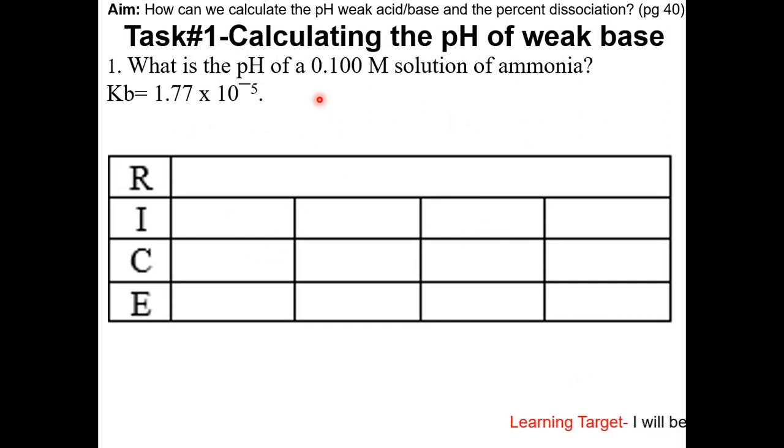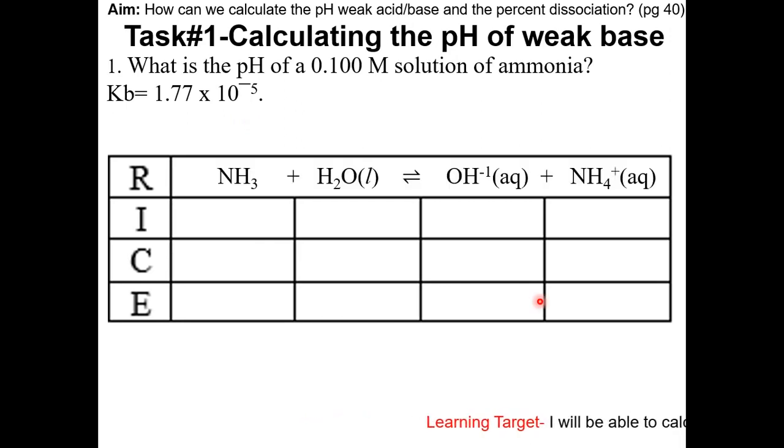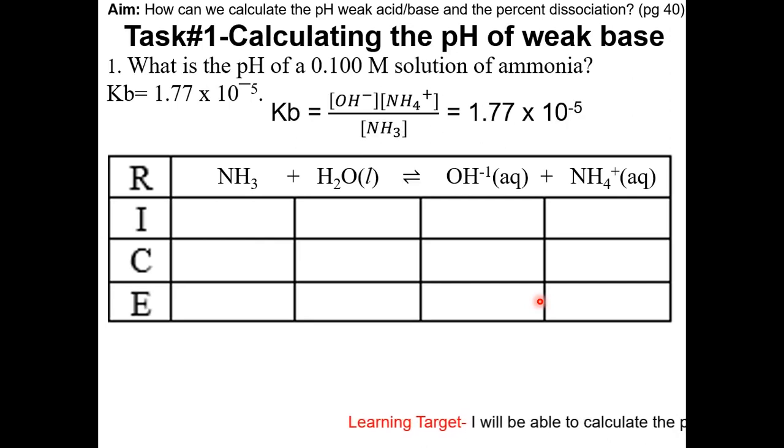Now let's look at an example about calculating the pH of a weak base. Question 1. What is the pH of a 0.1 molar of ammonia? The first thing you want to do is write out the chemical equation. The next step is to write out the equilibrium expression, Kb.